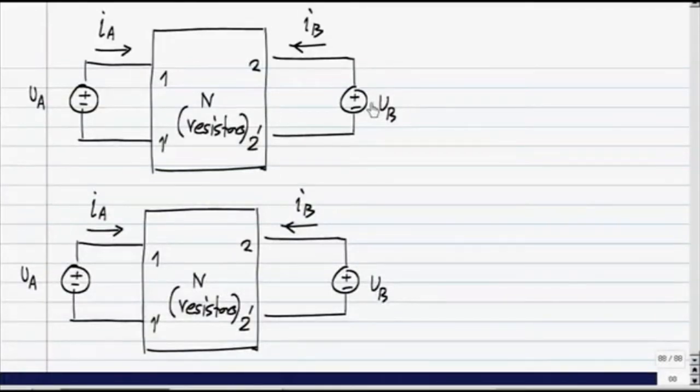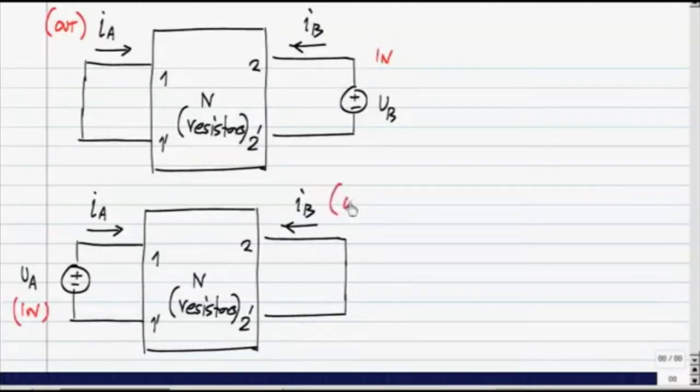Now, let me first make VA equal to 0. That means I will short circuit this, and in the other case I will make VB equal to 0. I will short circuit that one. Now, in the first case, think of this one as the input and this IA as the output. Similarly, in this case I think of VA as the input, there is only one source, and IB as the output. This is a very common view: you have some network, you connect something here, you look at the output there.